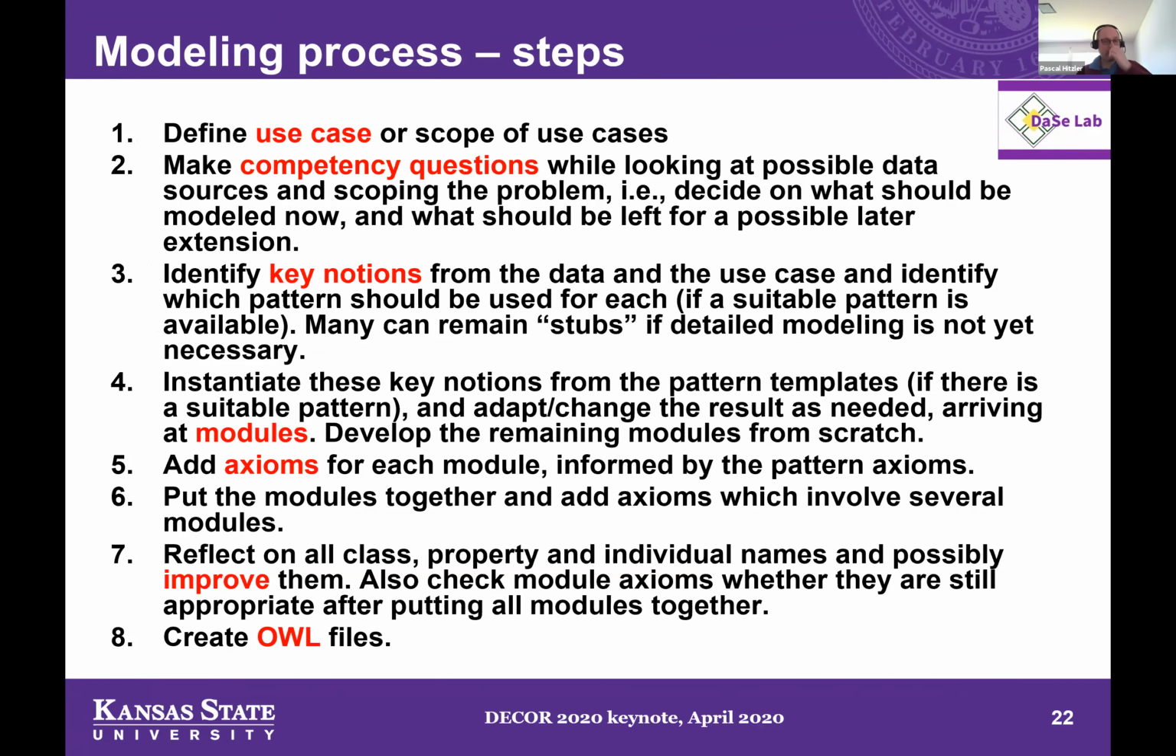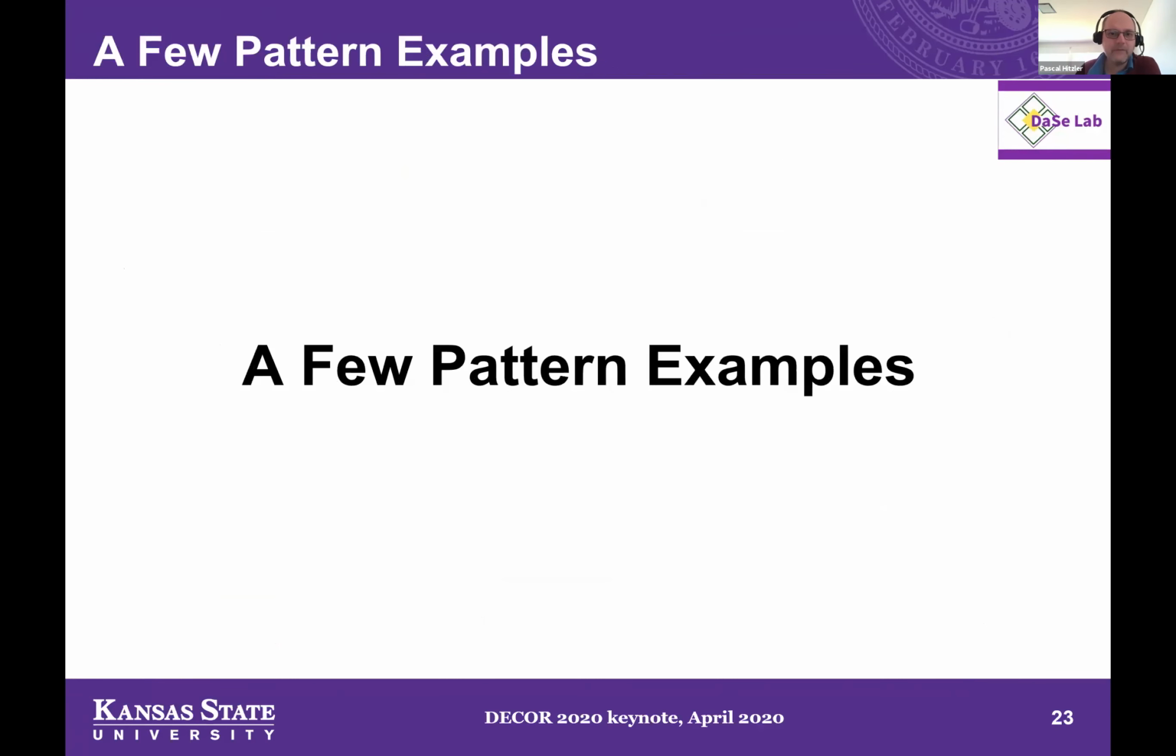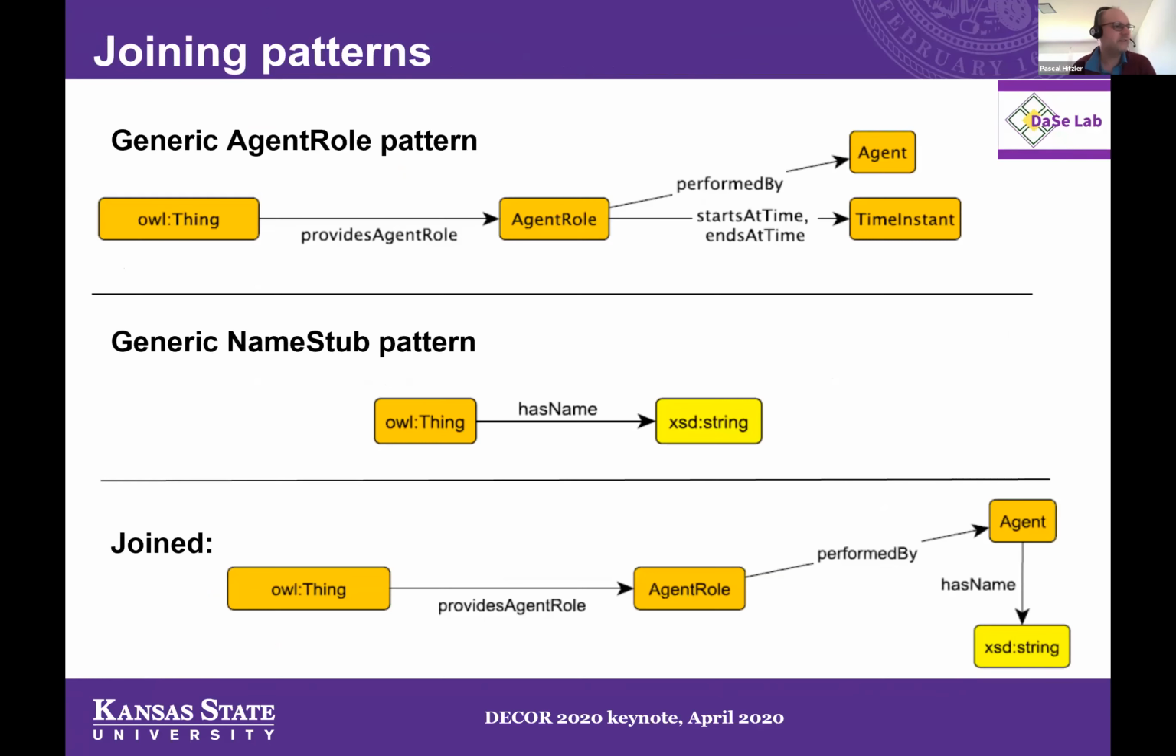We have a concrete set of steps. The number changes because we often change the granularity, but essentially it follows these steps: defining a use case, making competency questions, identifying key notions, which then become modules in step 4. The rest is essentially what ontology engineers do to make the model out of that. But the first four are the interesting part I want to focus on. Let me run through a few examples of patterns, and then very quickly talk about how we do this in our recipes tutorial.